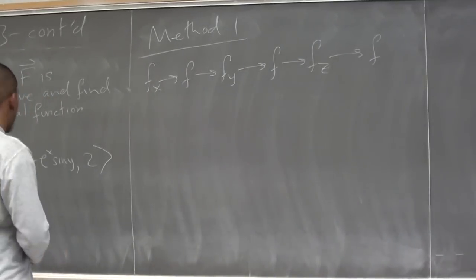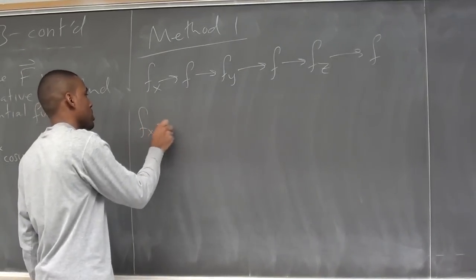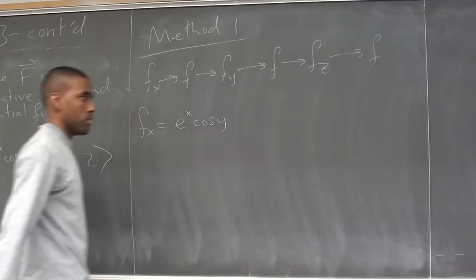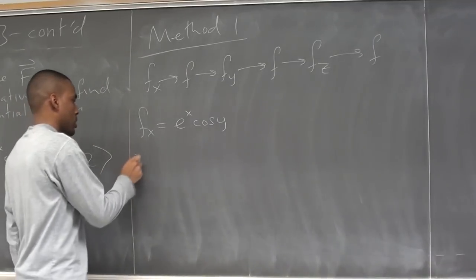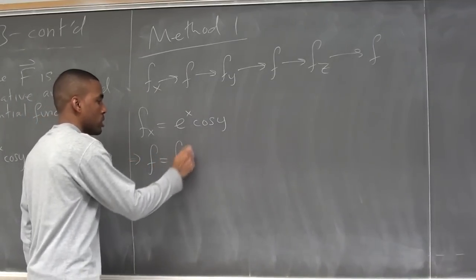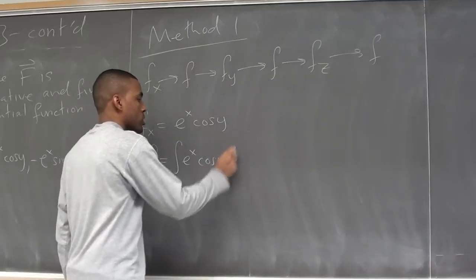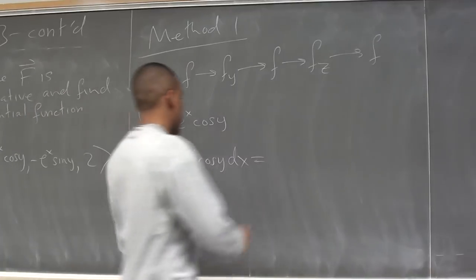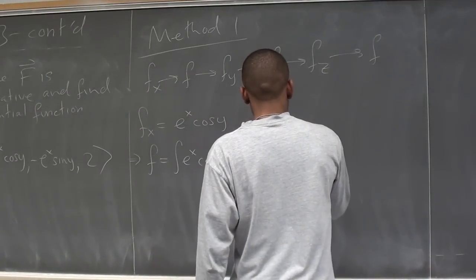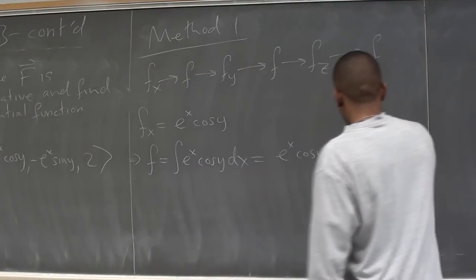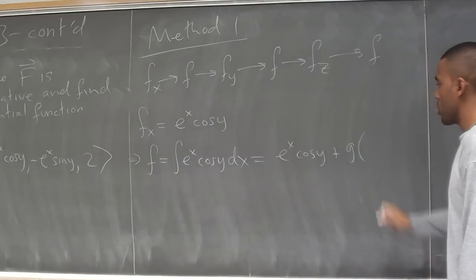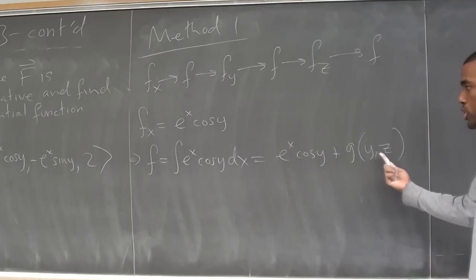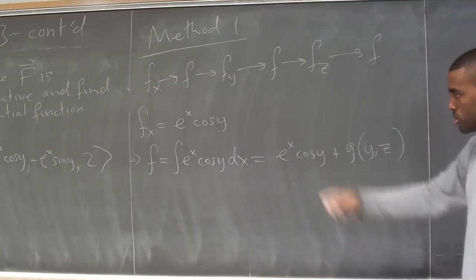So let's begin. I know that f_x is equal to e to the x cosine y, right? This means that f would be equal to the integral of that with respect to x, which is going to be just itself, plus a constant now of y and z, right? Because the functions of y or z only show up, they would all go to 0, you wouldn't notice them, right?